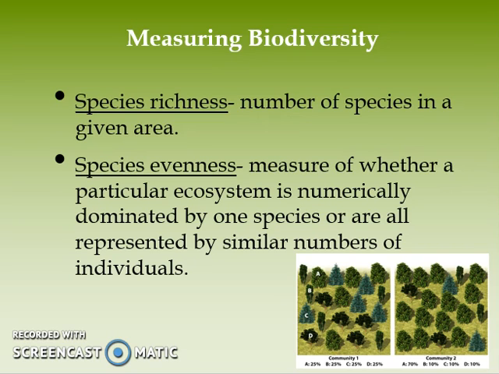But community 1 is a lot more even, meaning that each of the trees takes up 25%, whereas in community 2, species A has a much greater number than the others, so it's uneven. If you have a bunch of species in a given area and they all have basically the same number of individuals, that's very even. Even is better, because if you get down to very low numbers, reproduction becomes an issue. If you only have 3 trees of a type, what if all 3 are male or female and they can't reproduce? So you want high numbers and a lot of species. That makes for better biodiversity.